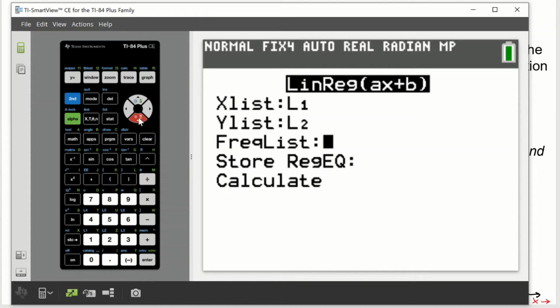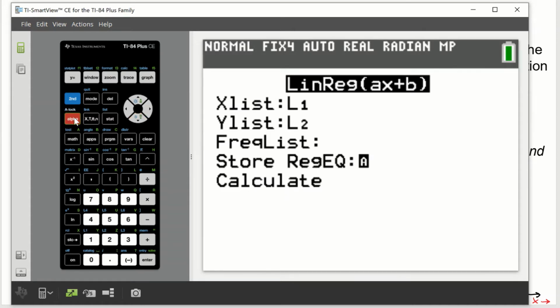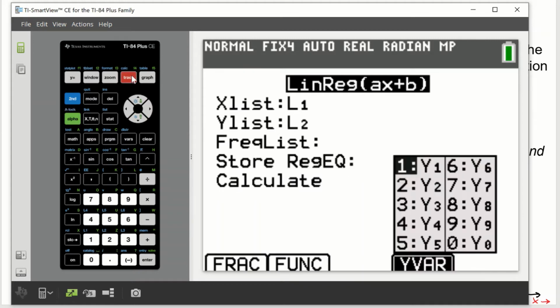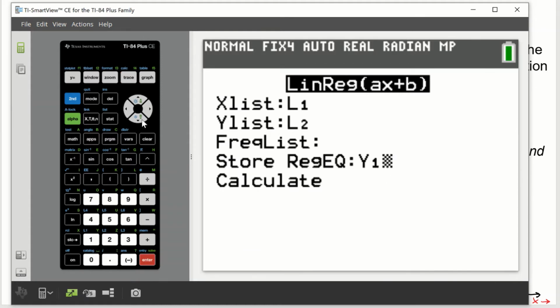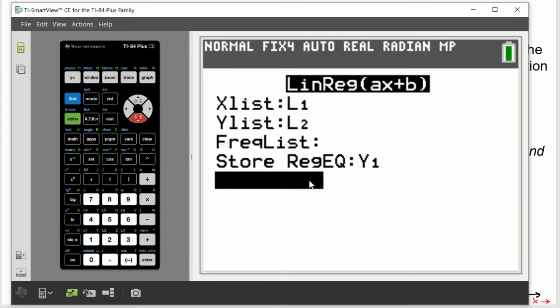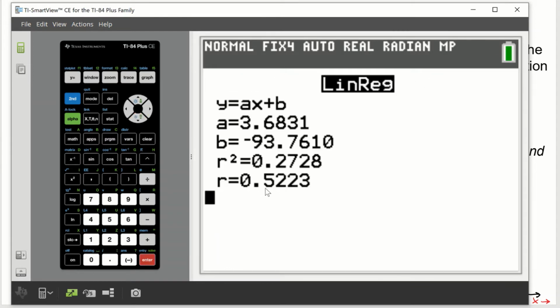If you want to store the equation of the line of best fit, you can store it here. So I'm going to store that in Y1. For that, we press alpha, then trace, and number 1. So number 1 is selected, Y1, enter. So my equation will be stored in Y1. Then I'll go down and hit calculate. So enter that. After you enter, you'll get the value of r.